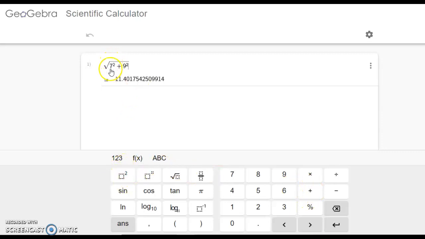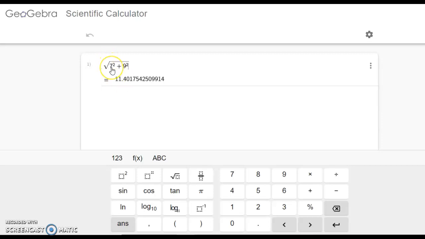And you want to make sure when you type it in that everything is underneath that radical. So the square root is covering the 7 squared and the 9 squared to give us this answer of 11.401 and all those numbers afterwards, but we really only need the first 2 decimal places or to the hundredths value.